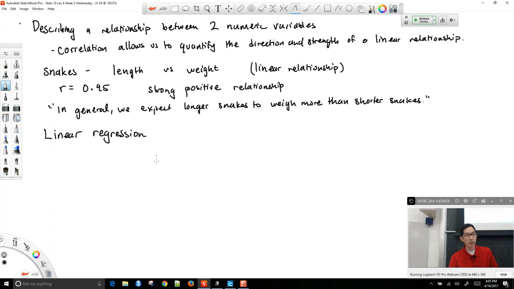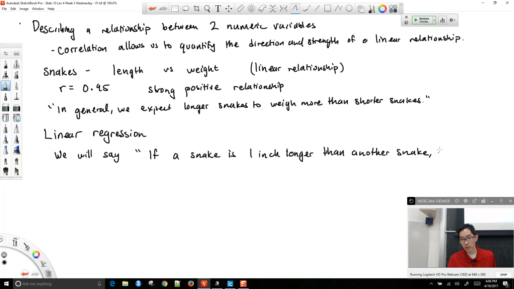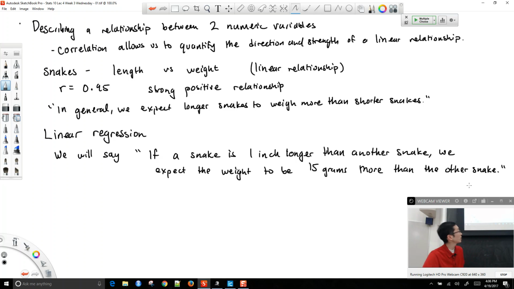We've got linear regression, and so instead of just saying we expect longer snakes to weigh more than shorter snakes, we will then be able to say something like, if a snake is 1 inch longer than another snake, we expect the weight to be, I'm just making up a number, 15 grams more than the other snake. Okay. And so now we are actually assigning values.